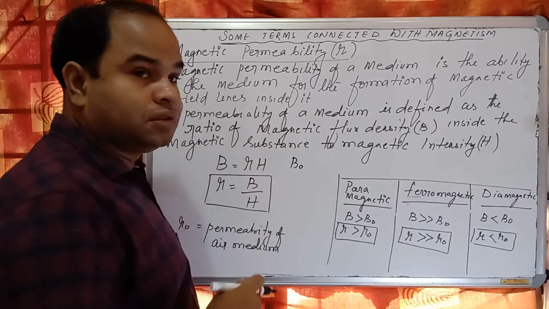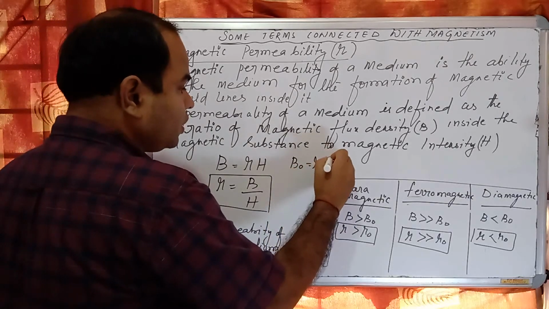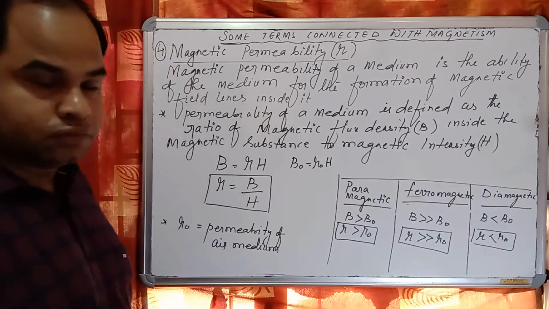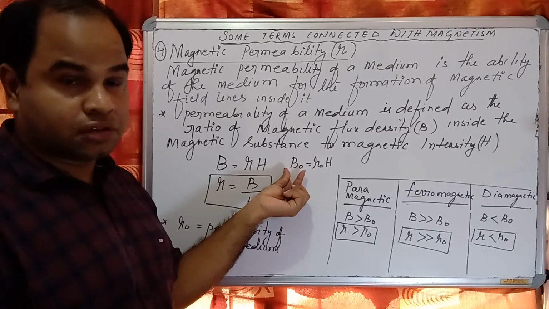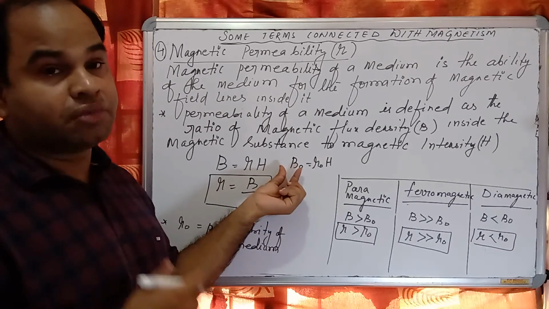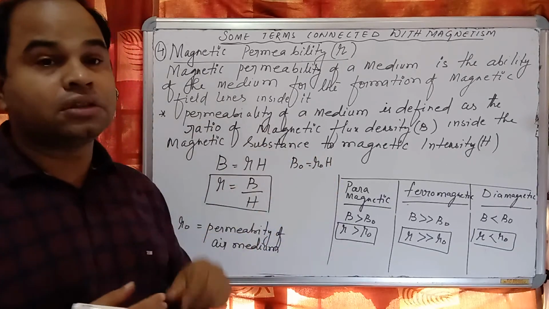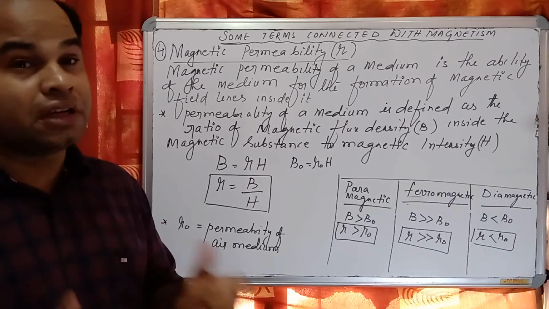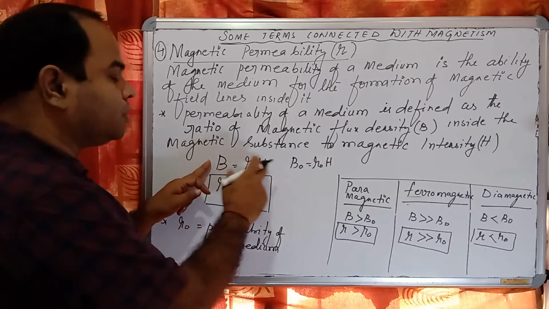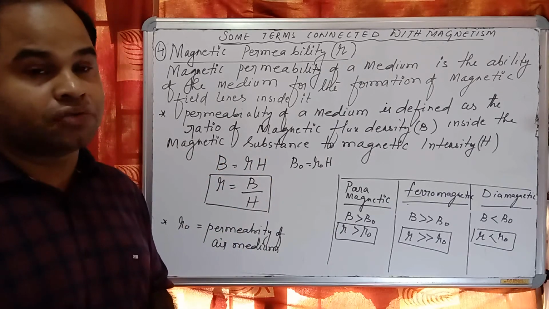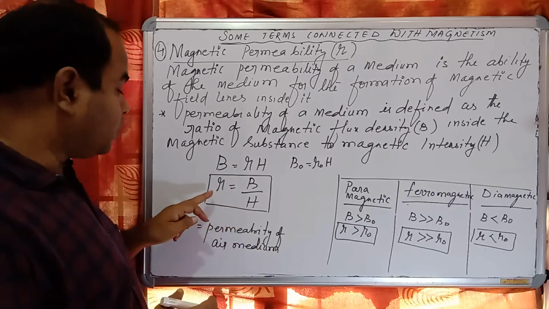or the magnetic field produced by the solenoid is equal to mu naught into H, because we had the air medium. The magnetic field strength or magnetic flux density produced by the solenoid is equal to mu naught into H, because the magnetic field lines are produced in air medium. If it is some other medium, in that case B is equal to mu into H, where mu is the permeability of that medium. So mu is B by H.